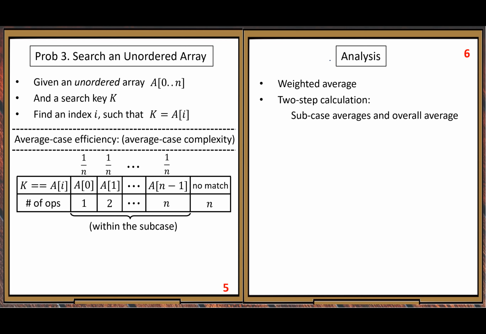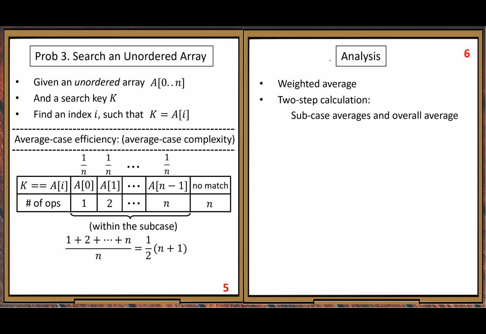Okay, 1 over n. That's our first assumption. With this assumption, the average for the matching subcase is 1 plus 2 plus dot dot dot n, over n. After simplification, that is 1/2 times n plus 1. But that's for the matching subcase. This average number is for the matching subcase.